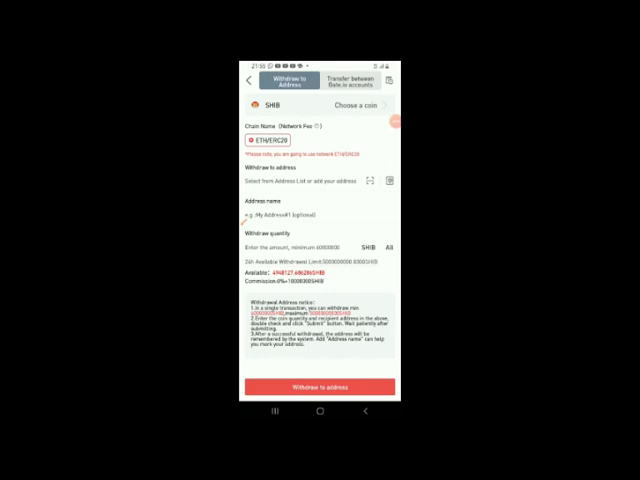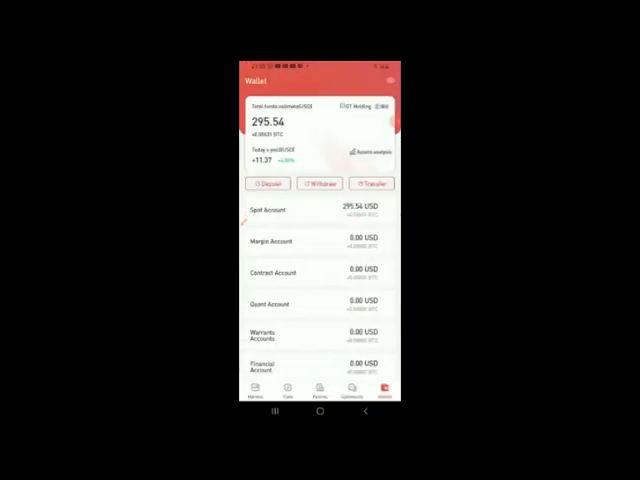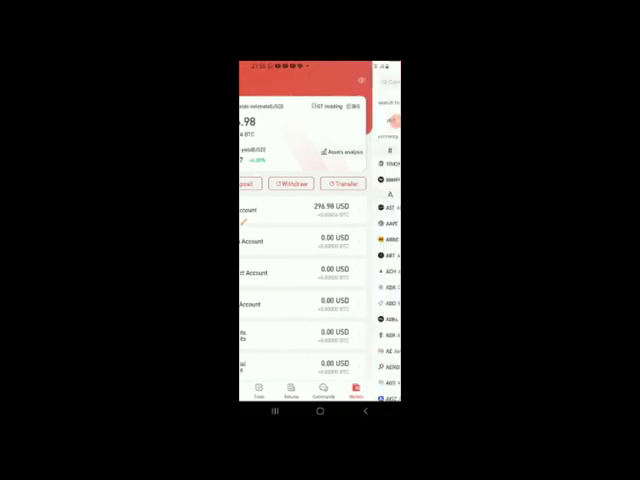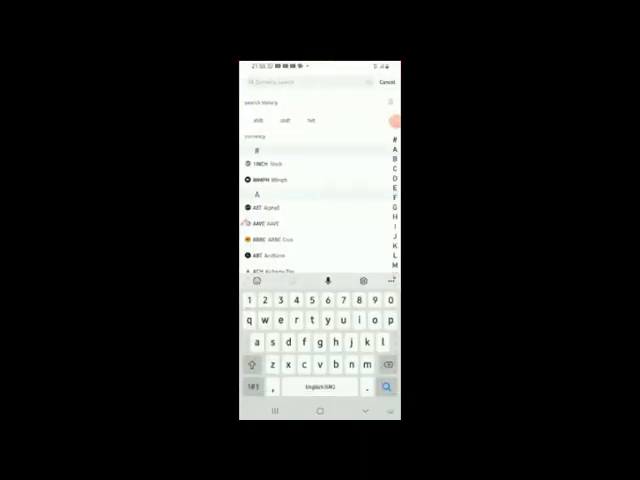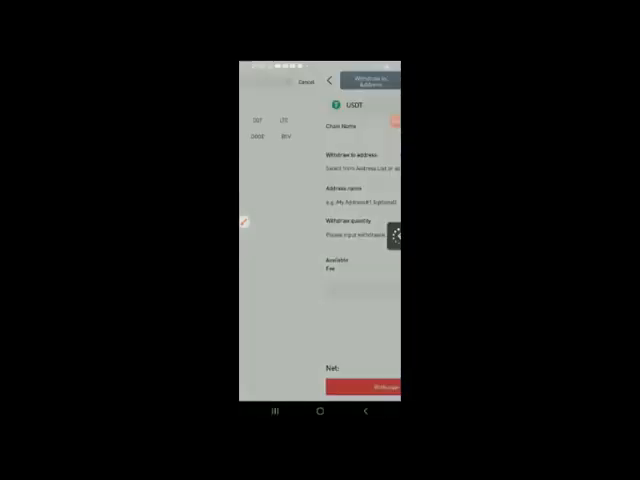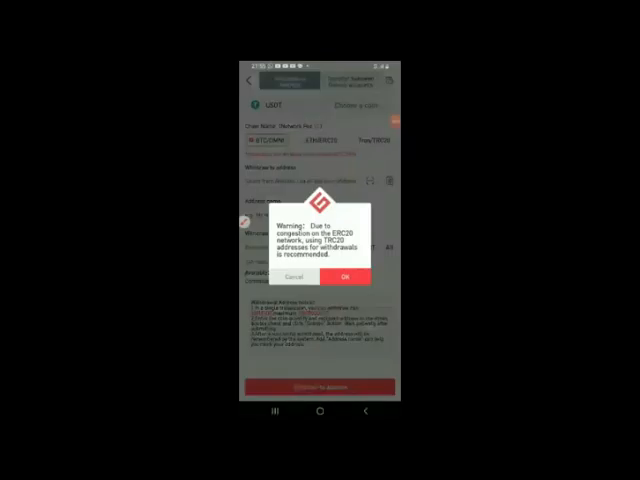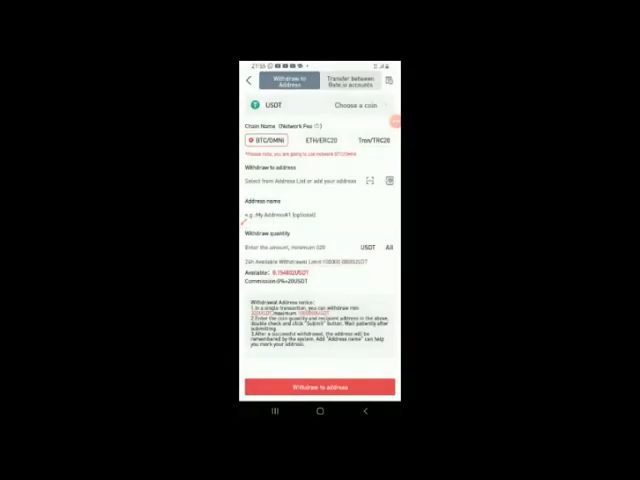So let's use another example. Since SHIB cannot go for this example, let's use USDT. So I click on my USDT. Okay, so I guess same thing. Warning, due to congestion on the ERC network, using a TRC20 address for withdrawal is recommended. And of course, this is what I want to use, TRC network. So I go ahead and I tap on my TRC, Tron TRC20.